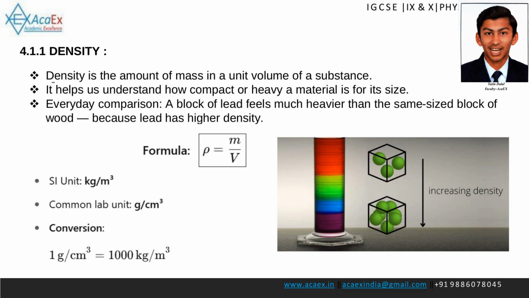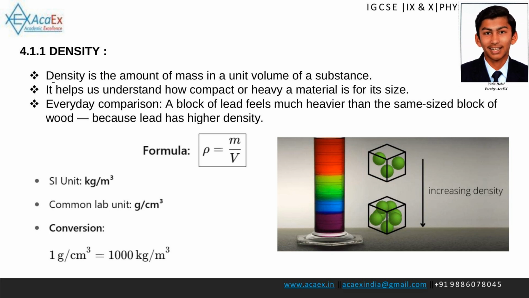It helps us understand how compact or heavy a material is for its size. For an everyday comparison, a block of lead feels much heavier than the same size block of wood because lead has a higher density. The SI unit is kilograms per cubic meter. A common lab unit is grams per cubic centimeter.